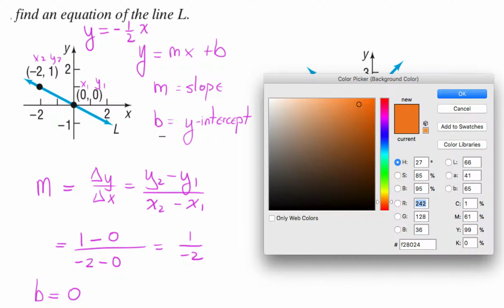Now, let's choose another color. Sorry about that.